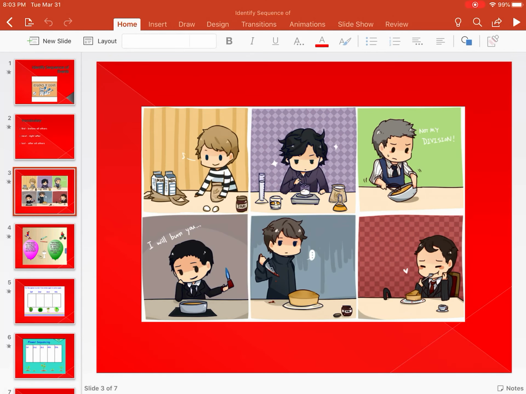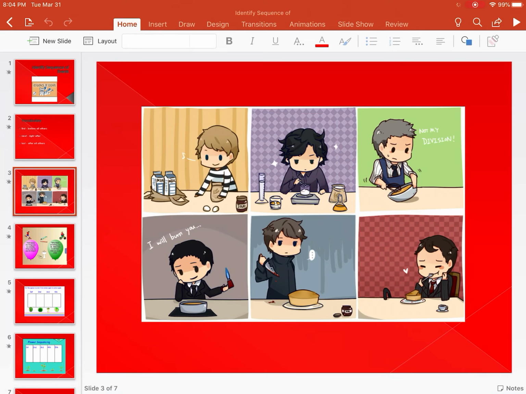So here you have a sequence of events of someone making breakfast. Someone is pouring, I think, something like sugar into a bowl, then mixing it, then they're gonna have a burner there, and then they're gonna cut, and then they're gonna eat it. So basically, this is showing you the steps of how to bake a cake. Yeah. So you have 1, 2, 3, 4, 5, 6.